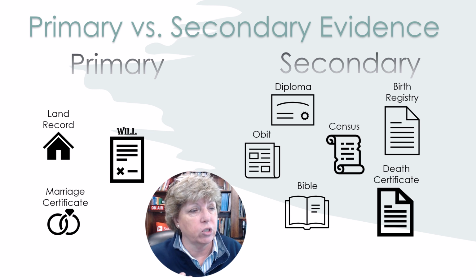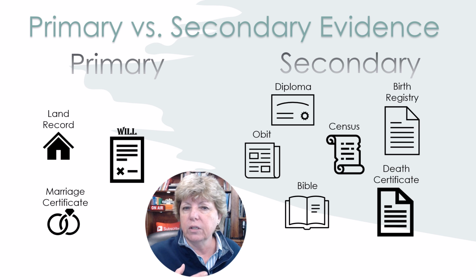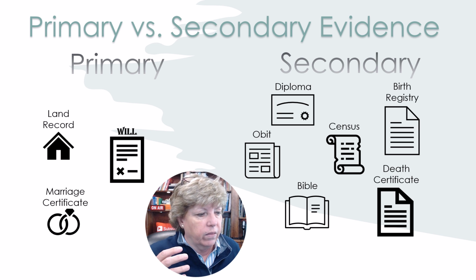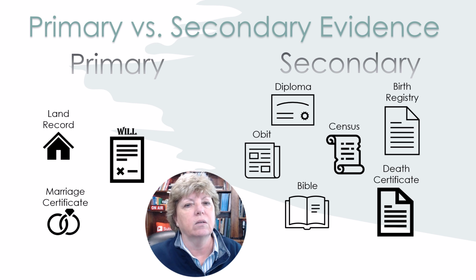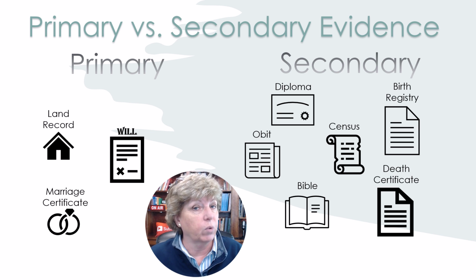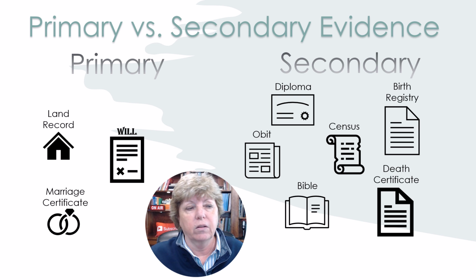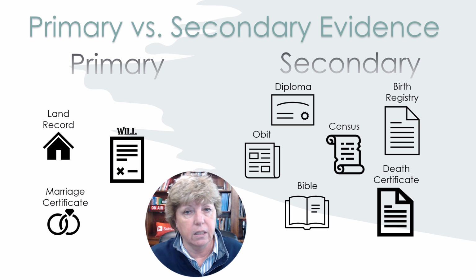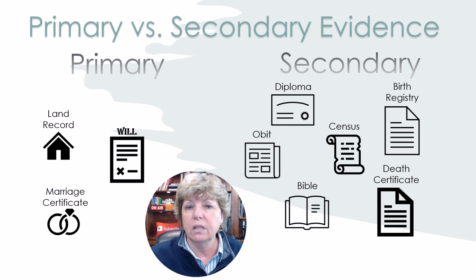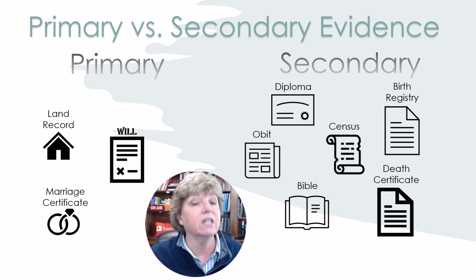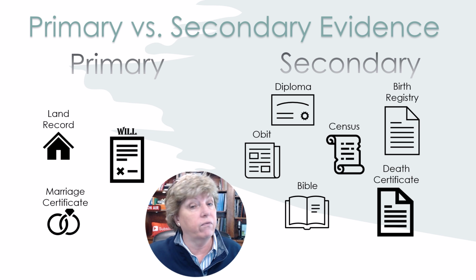So here I am showing you land records, which is often a court document, which is going to carry a lot of weight because of the attention to detail that is needed when transferring land from one person to another. They're going to work very hard to make sure that those records are accurate. Same for a will. That is a court document. Marriage certificates. The reason why a marriage certificate is going to fall under the primary bucket is because it is often the marital couple who is giving the information, and so they have firsthand knowledge.